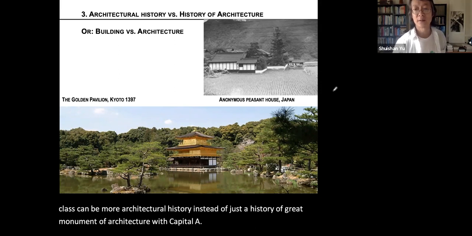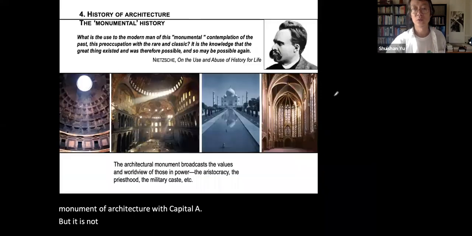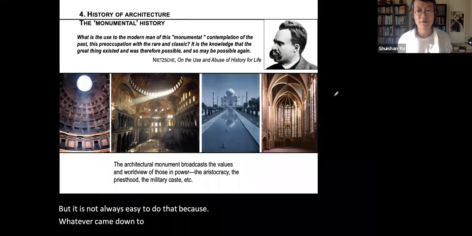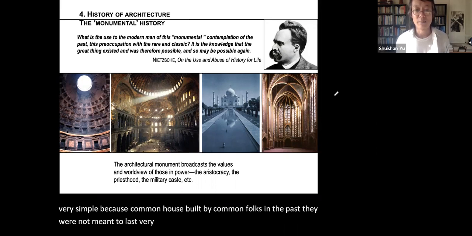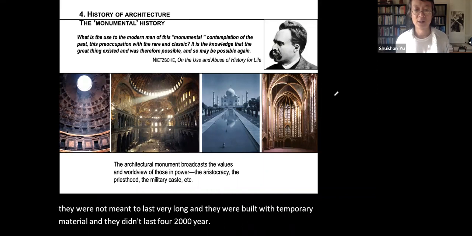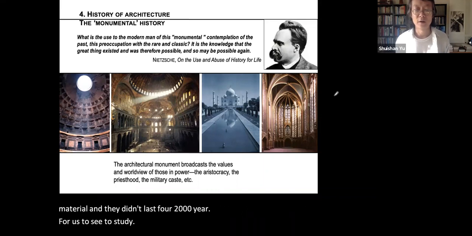But it is not always easy to do that, because whatever came down to us are very often great monuments. The reason is very simple, because common houses built by common folks in the past were not meant to last very long, and they were built with temporary material, and they didn't last for 2,000 years for us to see, to study. So this is an unfortunate situation for the study of architectural history.